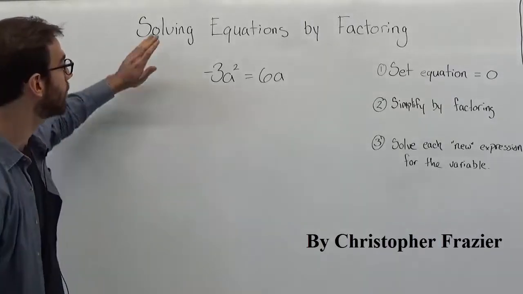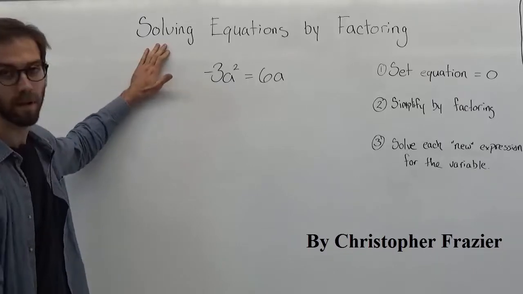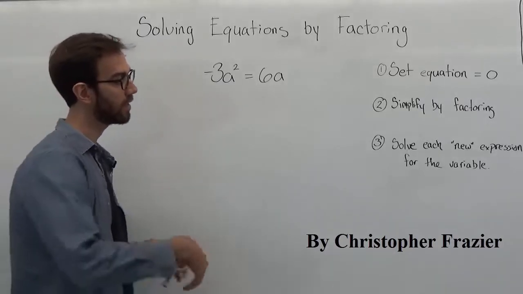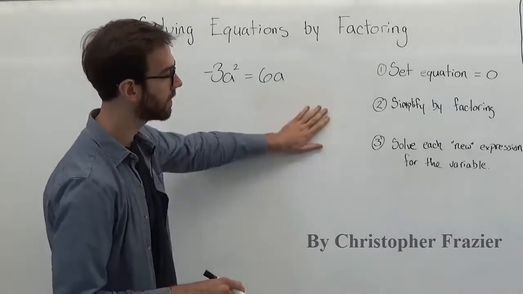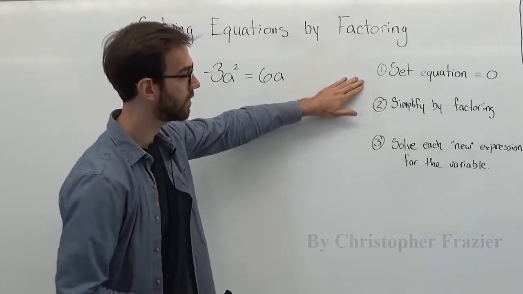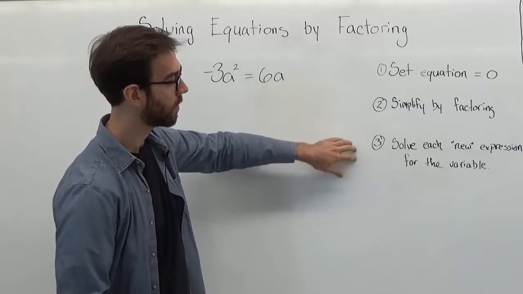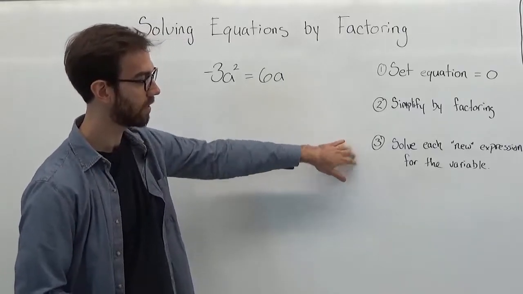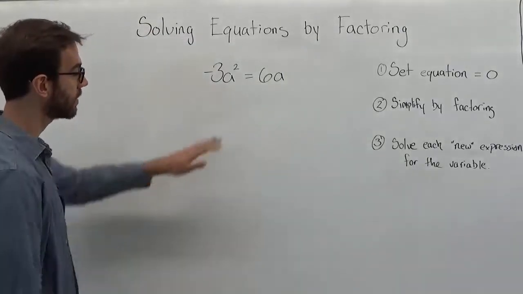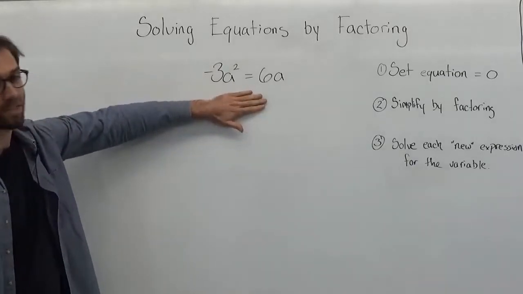Today we're going to continue solving equations by factoring. Now we saw in the last video that we have a few steps to doing this. The first one, set our equation equal to 0. And we'll start to simplify that by factoring, and then we're going to solve each new expression for the given variable. So in this case we have an equation here.